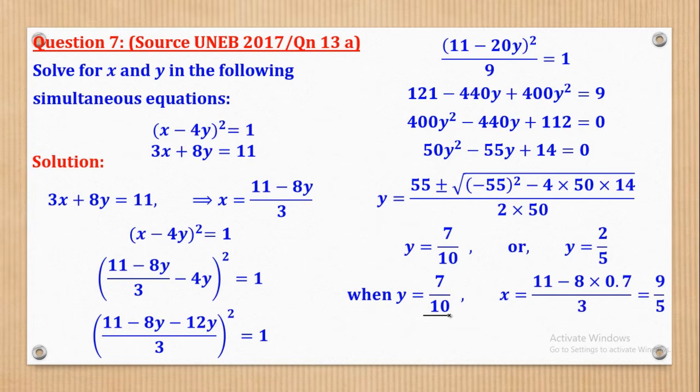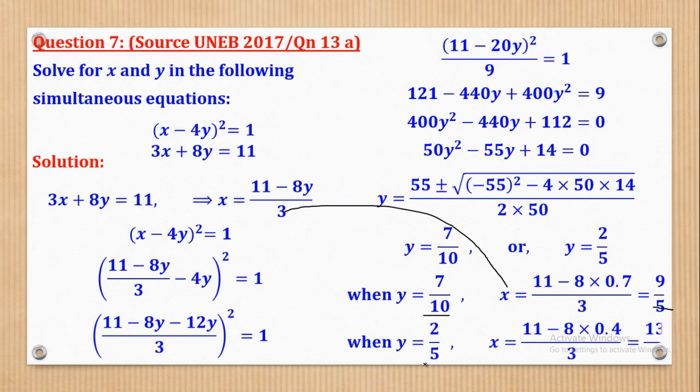When y is equal to 7 over 10, x will come here and we are able to get the value of x, which is 9 over 5. Then when y is equal to 2 over 5, come here, still substitute for y and get the value of x as 13 over 5.